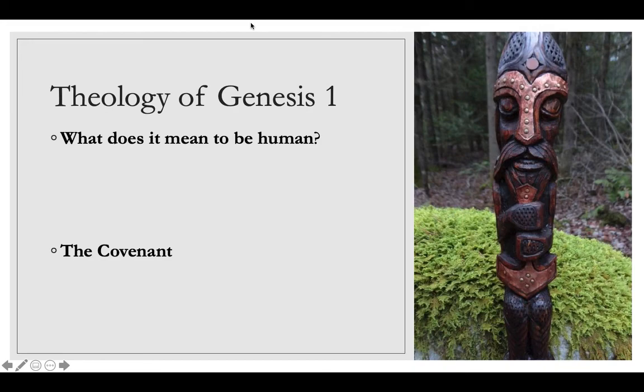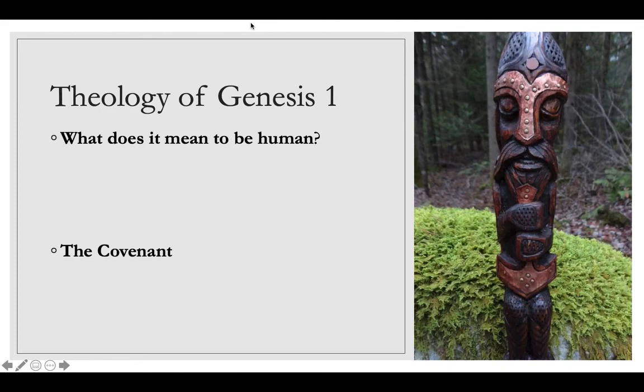So the theology of Genesis 1 also speaks to the question of what it means to be human. So here is a picture of an idol of Thor. So my family comes from Norway and Sweden, and this is an idol of Thor that you would have found in the territory of those places.